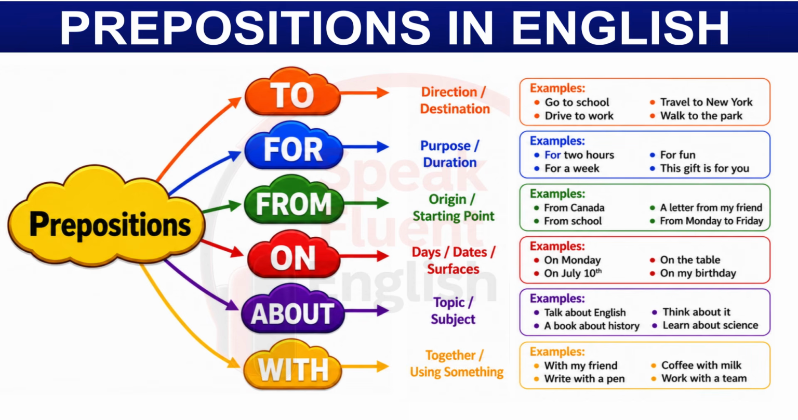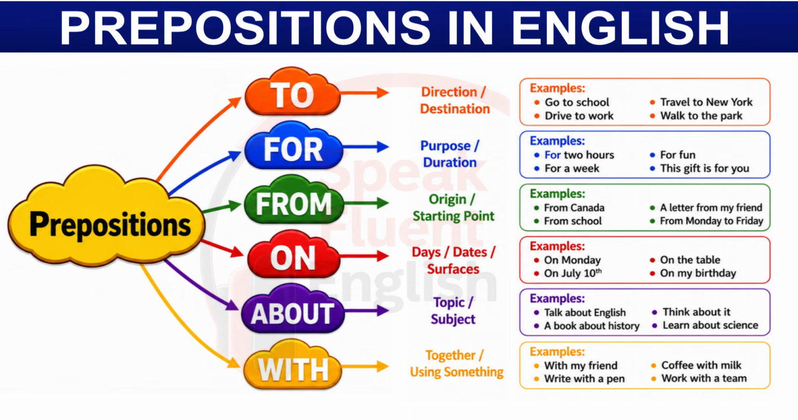Now, on. On is used for days, dates, and surfaces. Let's look at some examples. On Monday. We have a meeting on Monday. On July 10th. Her birthday is on July 10th.